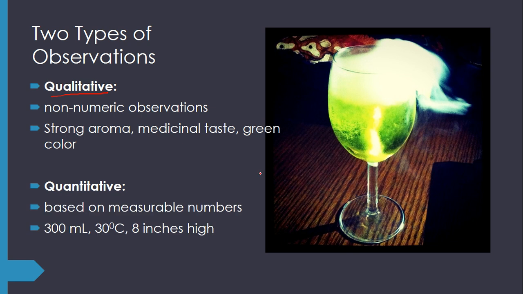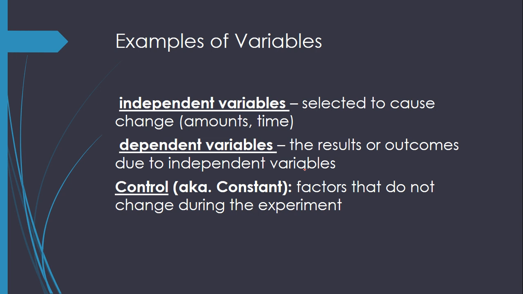Quantitative observations are based on measurable numbers. So the height of this glass would be something that's measurable, right? The height of this thing. The amount of liquid inside would be measurable. You could take the volume of it as 300 mils. You could take the temperature. That's a measurable with a number. Much less argument going on as to whether or not it's 30 degrees. You could argue whether it's green or sort of a chartreuse, I think is what someone said in class, right? That could be a qualitative observation, but quantitatives are less arguable, more measurable. So how high it is, the temperature, the volume, those types of things. Those are quantitative observations.